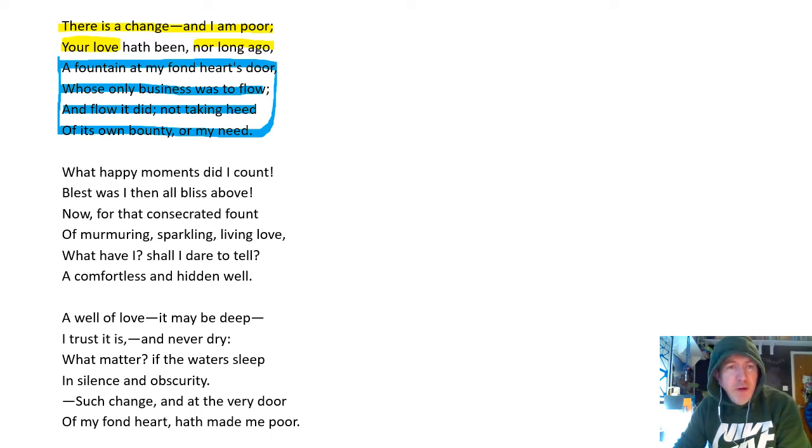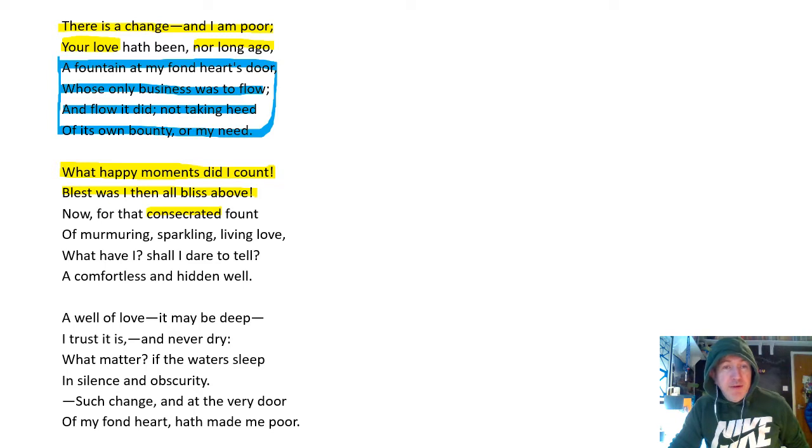Stanza 2 opens with a very positive line. What happy moments did I count! With an exclamation mark at the end, suggesting that there's quite an emotional, happy line there, which is then doubled on the second line with another exclamation. And this one's got the words blessed and bliss, so it makes it sound almost like a heavenly, God's gift kind of idea about this relationship that the narrator was having. He also uses the word consecrated, which means, again, kind of holy. So there's religious language in the second stanza, indicating how important this relationship has been to the narrator.